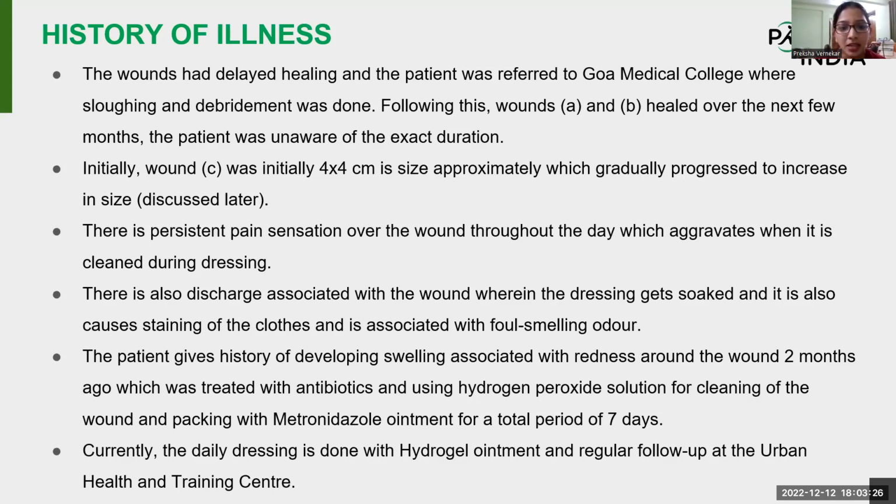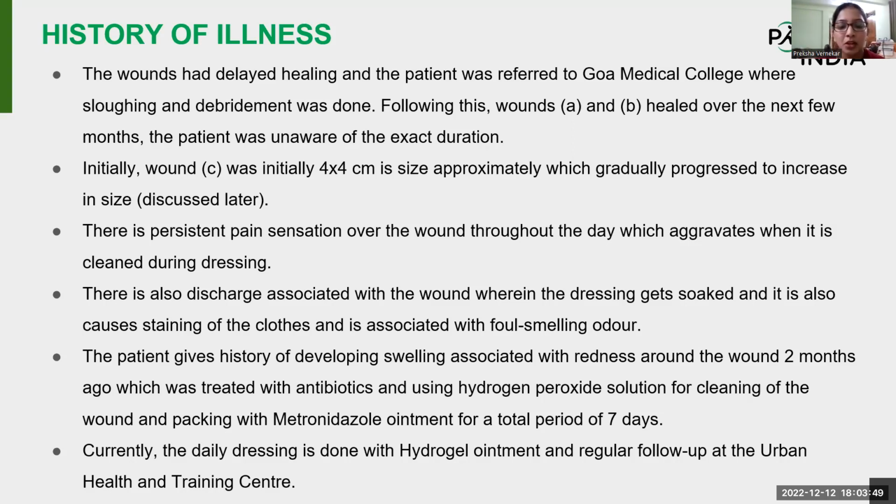There is persistent pain sensation over the wound throughout the day, which aggravates when it is cleaned during dressing. The pain described by the patient is throbbing or aching in type. There is also discharge associated with the wound, wherein the dressing gets soaked and it also causes staining of the clothes, also associated with foul smelling odor.